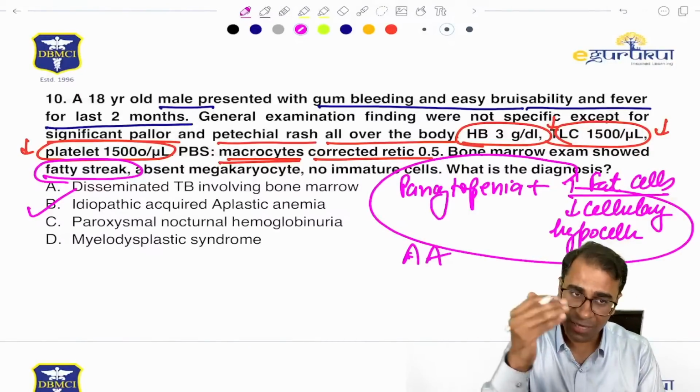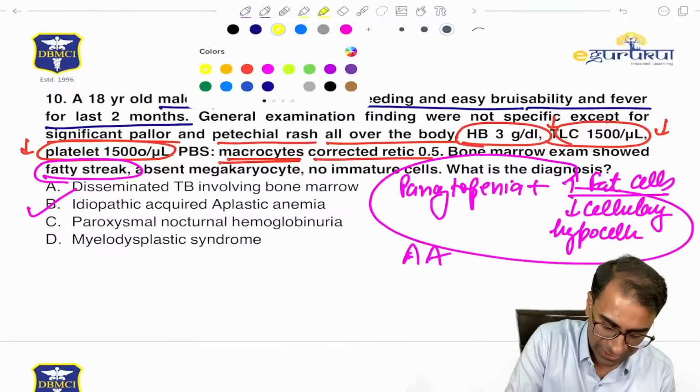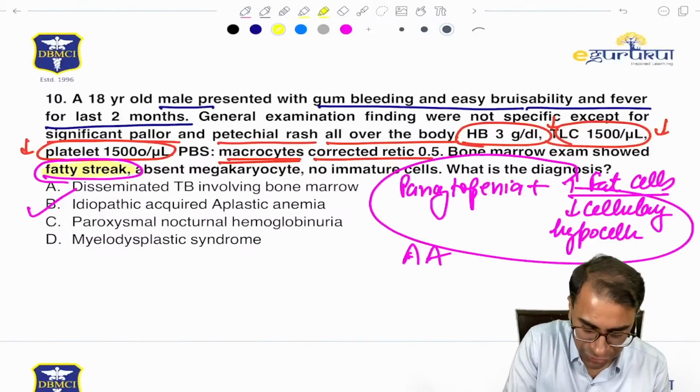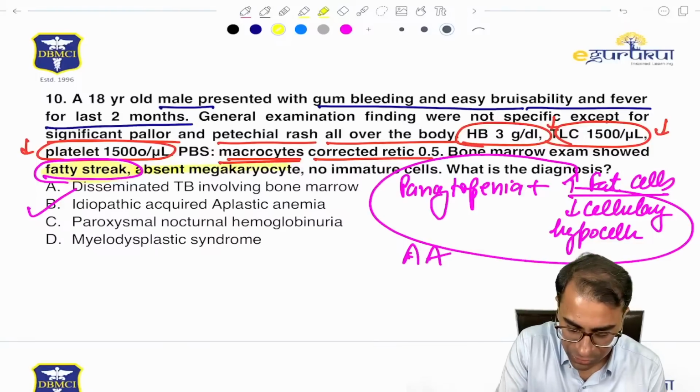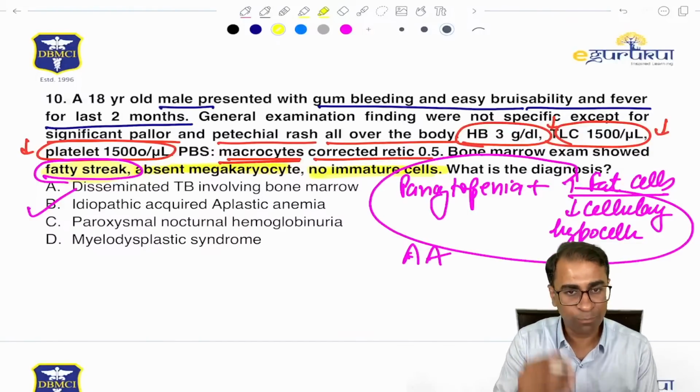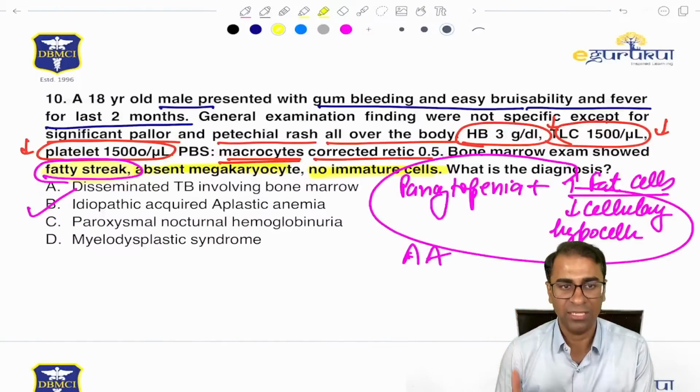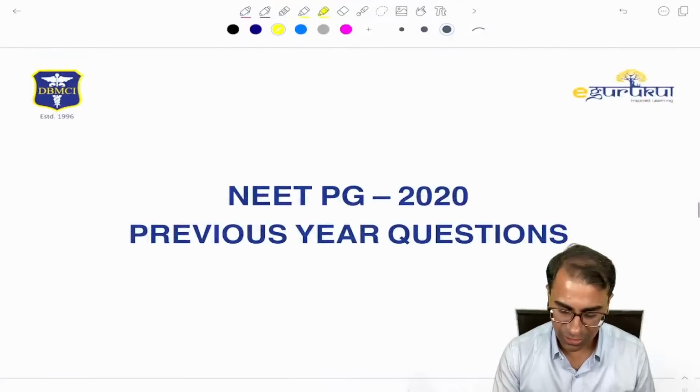So what gave me a hint? The hint was this word, guys. What was the word? Fatty streak. Absent megakaryocytes. No immature cells. It points towards a case of aplastic anemia, idiopathic aplastic anemia.